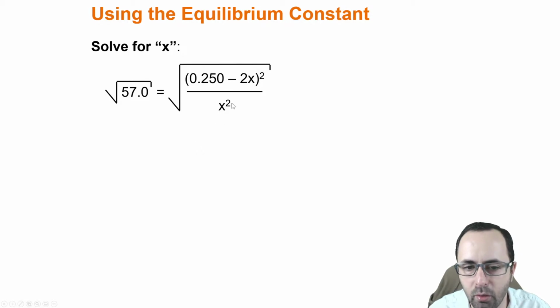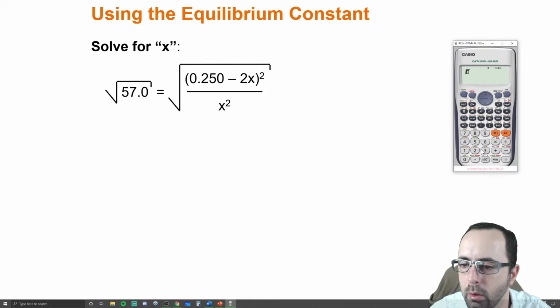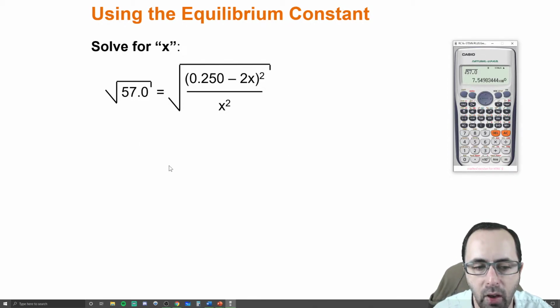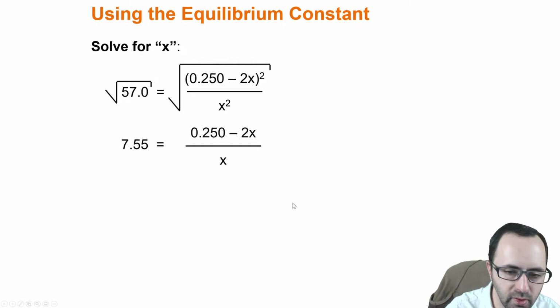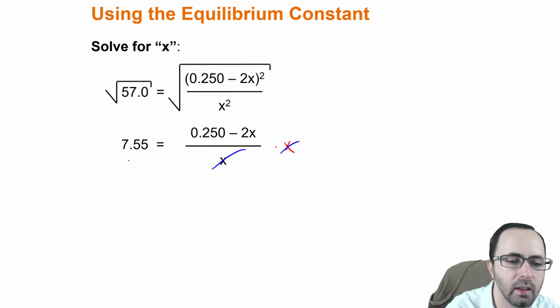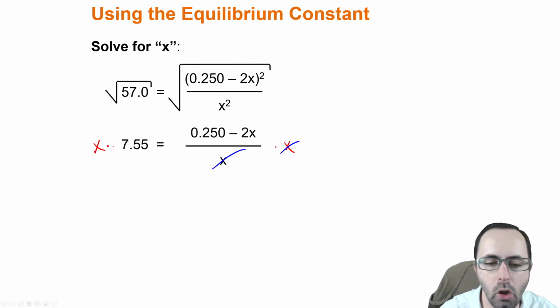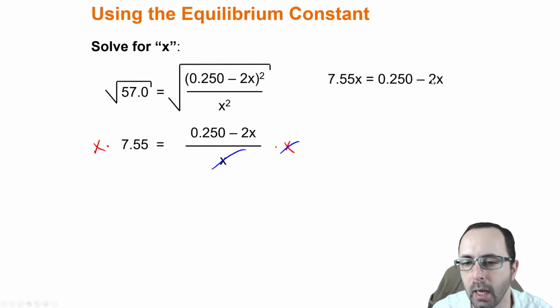Okay, and so when we take the square root of this side, we get rid of the squares, but on the other side, we'll have to take the square root of 57.0, and we get 7.55. So we're going to write 7.55 for this. So we got 7.55, and then we've square rooted both of these. And so now to solve for this, we'll want to multiply both sides times x. That's going to cancel this x, and we'll just have an x over here. Okay, so then we're going to get 7.55x equals 0.250 minus 2x.